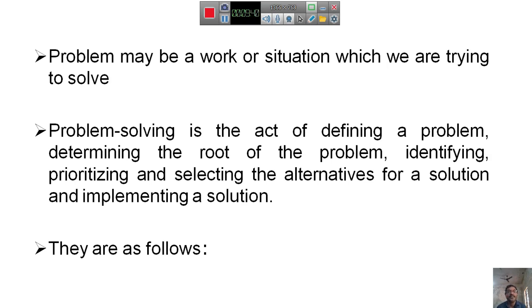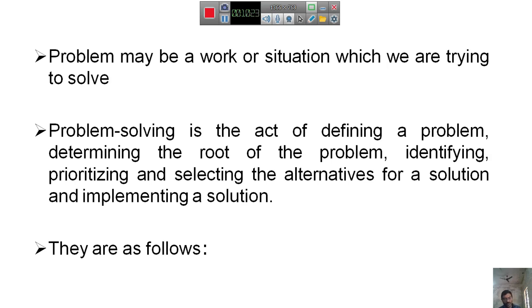And final is implementing it. Implementing means we have to implement that solution, right? So a problem may be a work or situation which we are trying to solve, and the problem solving steps are: defining a problem, determining the root of the problem, identifying, prioritizing and selecting the alternatives for a solution, and implementing the solution. Right.